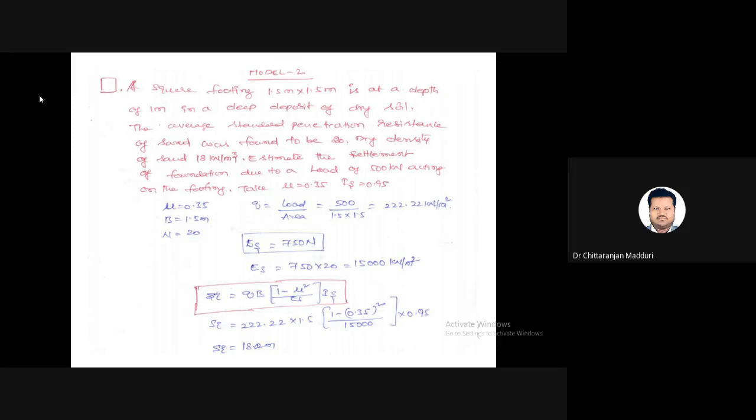So it is an imaginary problem. 18.02 meters of settlement does not take place. If it were to happen, the building would be submerged in the soil. So it is an imaginary problem, not a practical problem.